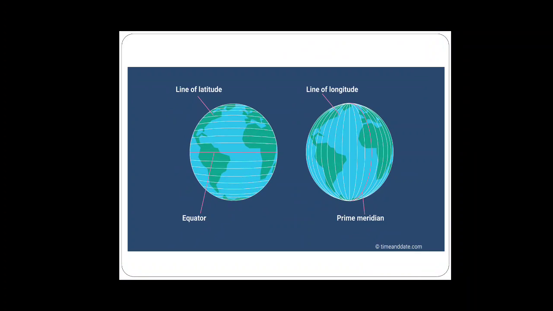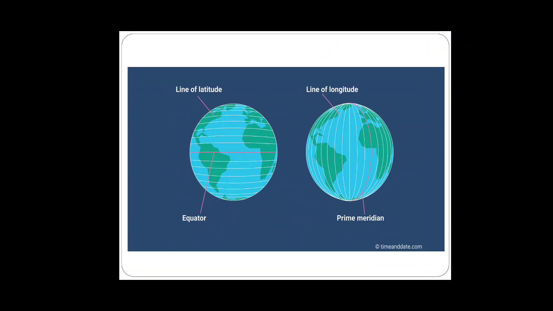All latitudes above the equator are labeled in degrees north, and all latitudes below the equator are labeled as south. For example, 30-degree north latitude, 30-degree south latitude. The north and south poles are not circles. North and south poles are actually points but not circles.